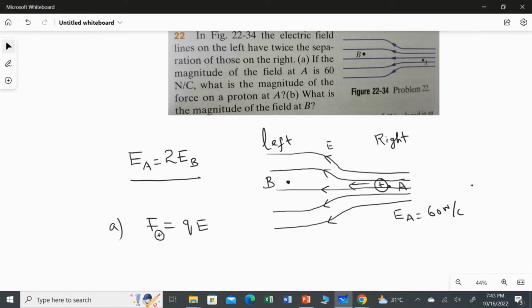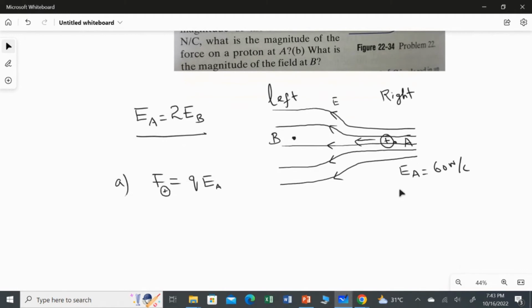So at which place do we place the positive charge? We are placing the positive charge at point A, so the electrical field strength at point A. Now we are going to find the magnitude of the force, so I have to substitute the values. The charge value is 1.6 multiplied by 10 to the power of minus 19, multiplied by the electrical field strength at point A, which is given as 60 Newton per Coulomb.